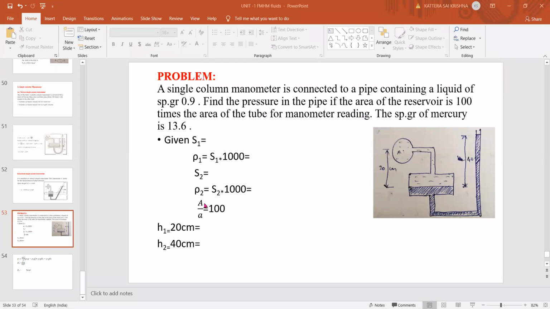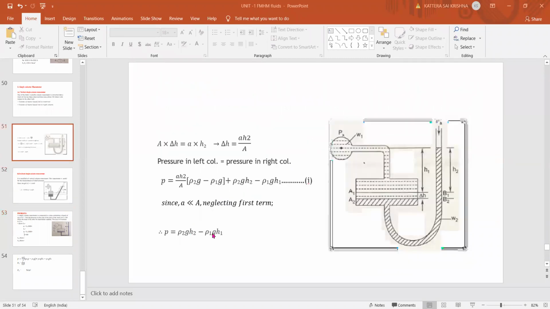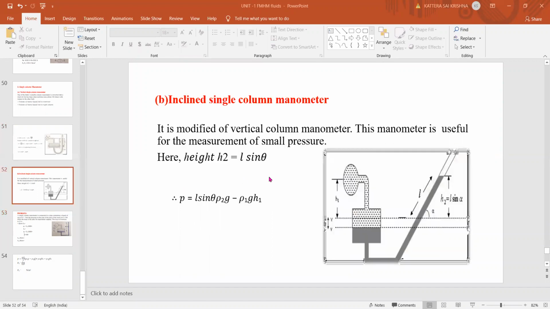So we need to use A by a, definitely. Otherwise we can neglect it, and if nothing is given, you can use the small formula, that is rho 2 G H2 minus rho 1 G H1. Since he's mentioning now that the areas are such that capital A is 100 times small a, we need to use this, right?